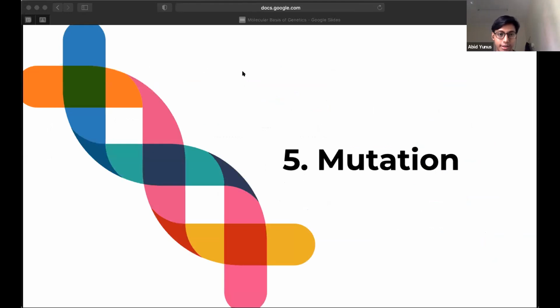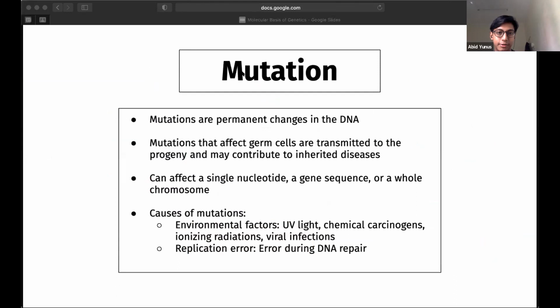And next, mutation. Mutations are permanent changes in the DNA. Mutations that affect germ cells can be transmitted to the progeny and may contribute to inherited diseases. Mutation can affect a single nucleotide, a gene sequence, or even a whole chromosome. Causes of mutation include environmental factors such as UV light, chemical carcinogens, ionizing radiation, or even viral infections, and also replication errors such as during meiosis or mitosis, and errors during DNA repair.